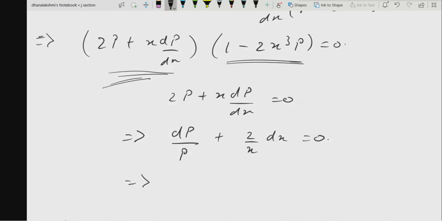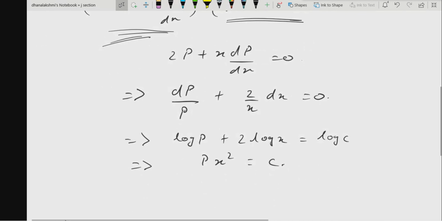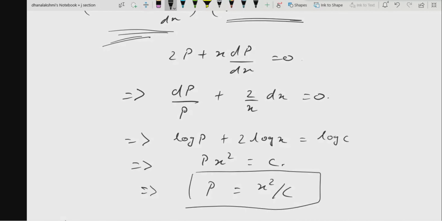On integrating, you will get log p plus 2 log x is equal to log c. Again, on simplifying, this will be p x square is equal to c. So from this, what we have got is p is equal to c by x square. As I told you, the method of solving this: c by x square, correct.